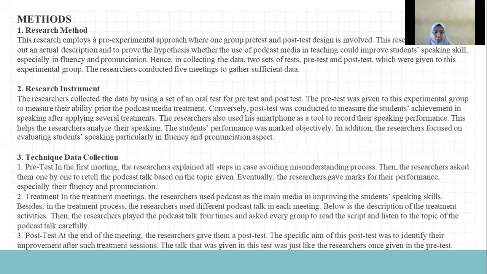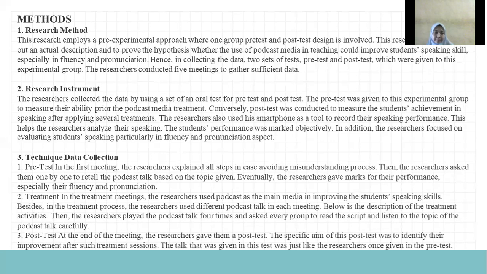And a post-test was conducted to measure the students' achievement in speaking after applying several treatments. The researchers also used a smartphone to record their speaking performance. This helped the researcher analyze their speaking. The students' performance was marked objectively. Number three, technique of data collection.